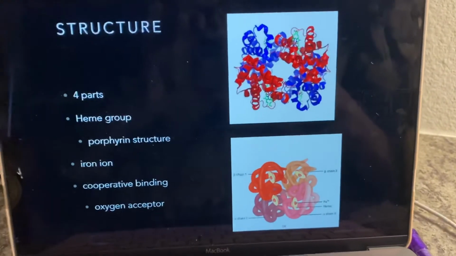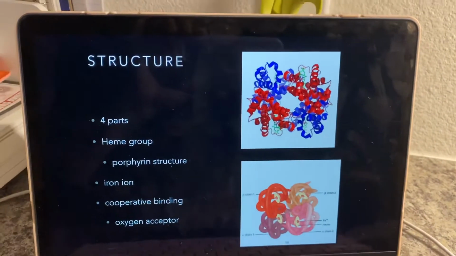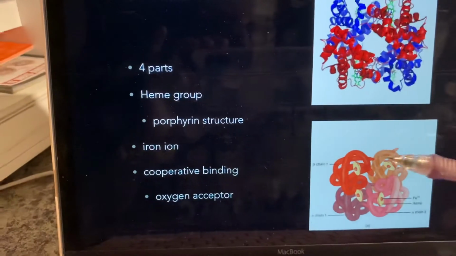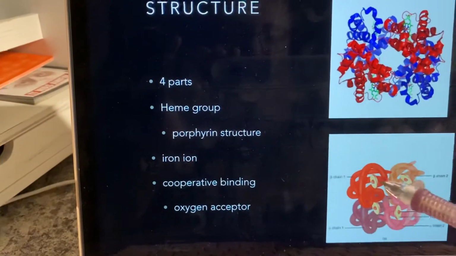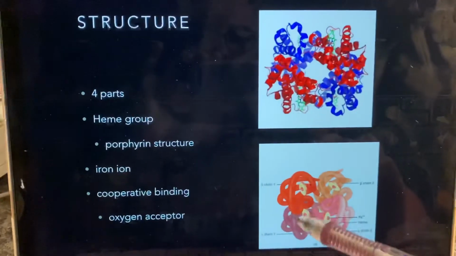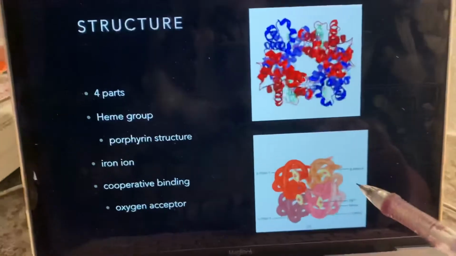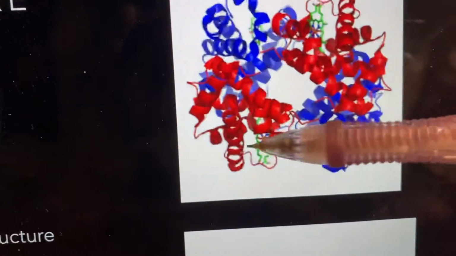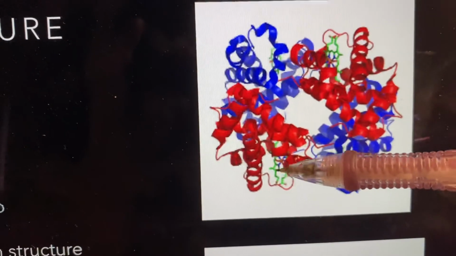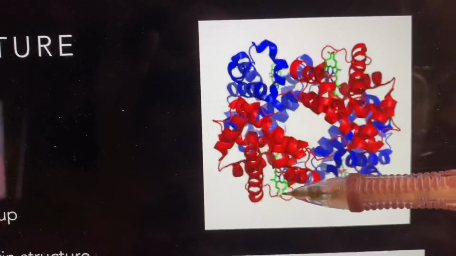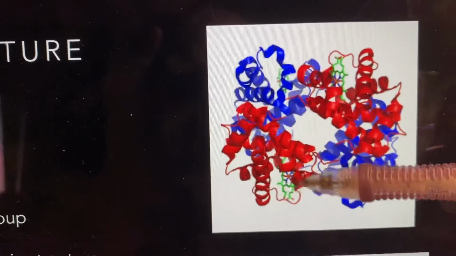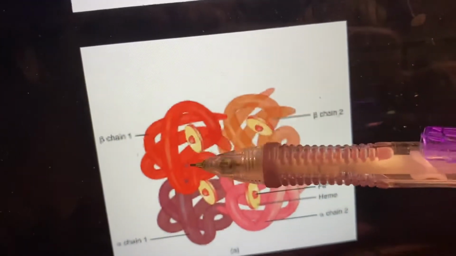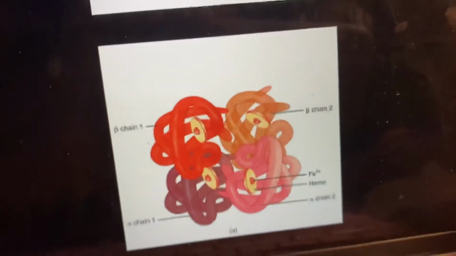As you can see, hemoglobin is made up of 4 parts. You can clearly see that there are 4 different parts to the structure, which makes it a quaternary structure. The green here is the heme group, which is where the iron binds to the molecule. You can see it super well in this animated drawing of hemoglobin.